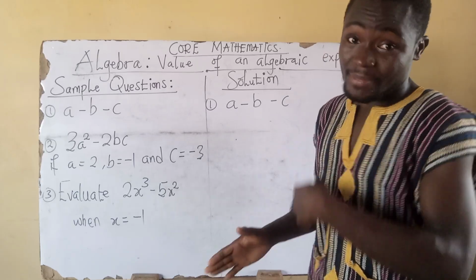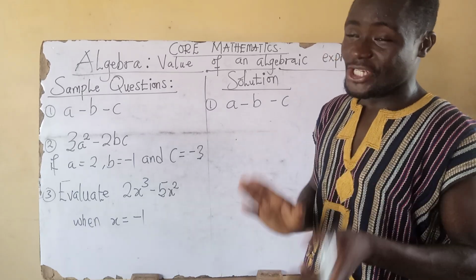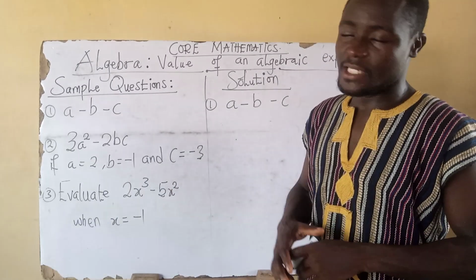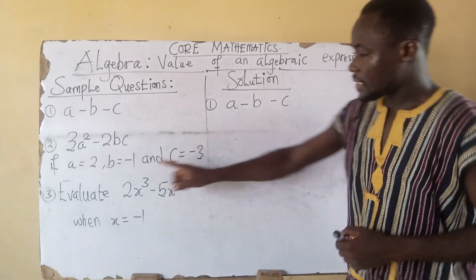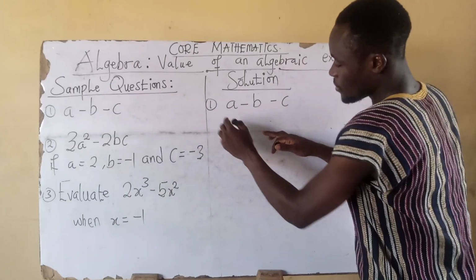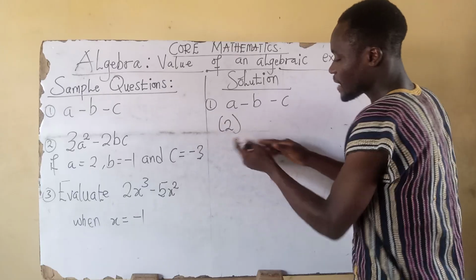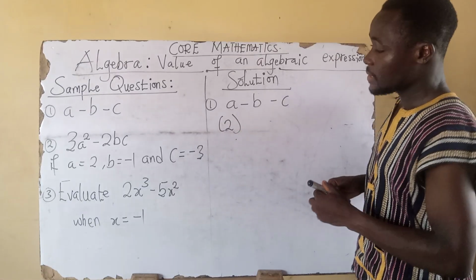So let's start by substituting. Pay attention and everything will be fine at the end of the day. Very good. So a is +2. So I am substituting, and with this I have to open a bracket and then go there.